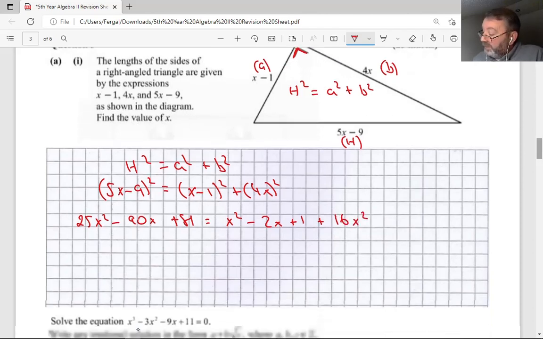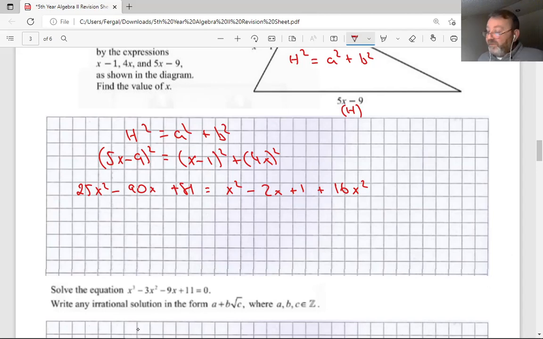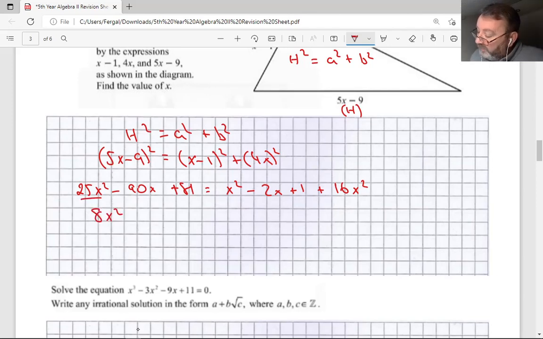So again, we're going to get a quadratic here. And quadratics, as you can see in this chapter, are very, very popular. Okay, let's see what we have. 16x squared and x squared, that's 17x squared. So 25 minus 17 is 8, as I expected. I didn't want to take a chance. 8x squared. Then you have minus 90 plus 2, which becomes minus 88x. And then you have 81 minus 1, which is plus 80, is equal to 0.